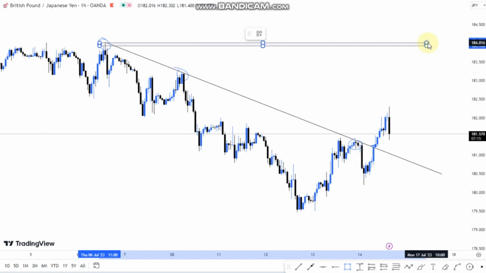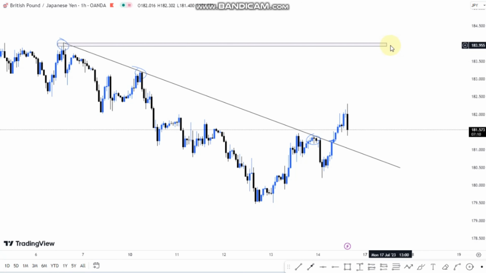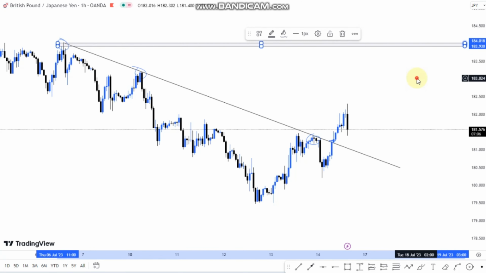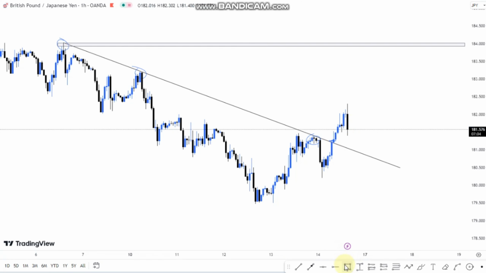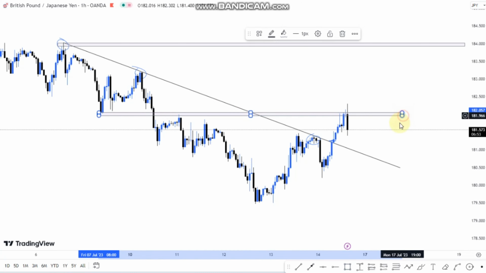I have that zone there, and I have that zone around those areas there, and also I have this zone around these areas here. So that is it, guys. I have this zone here.